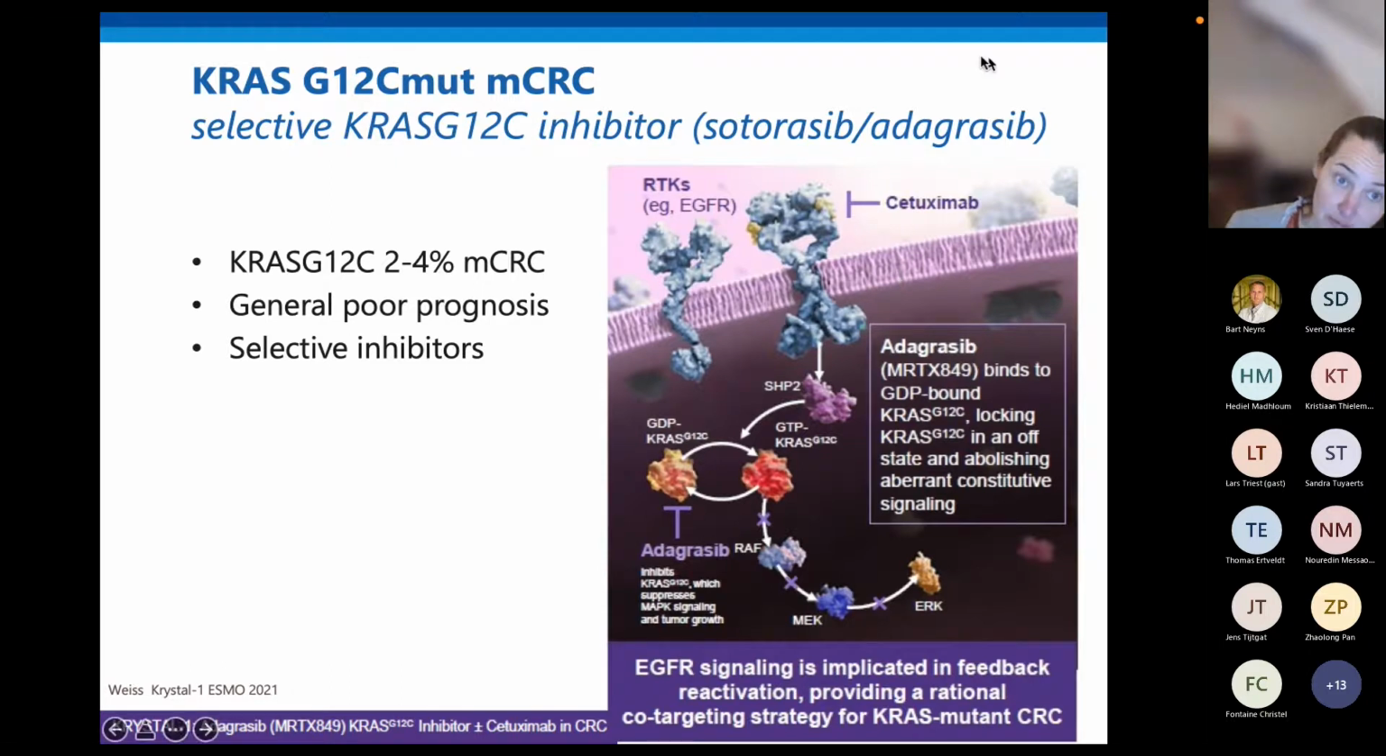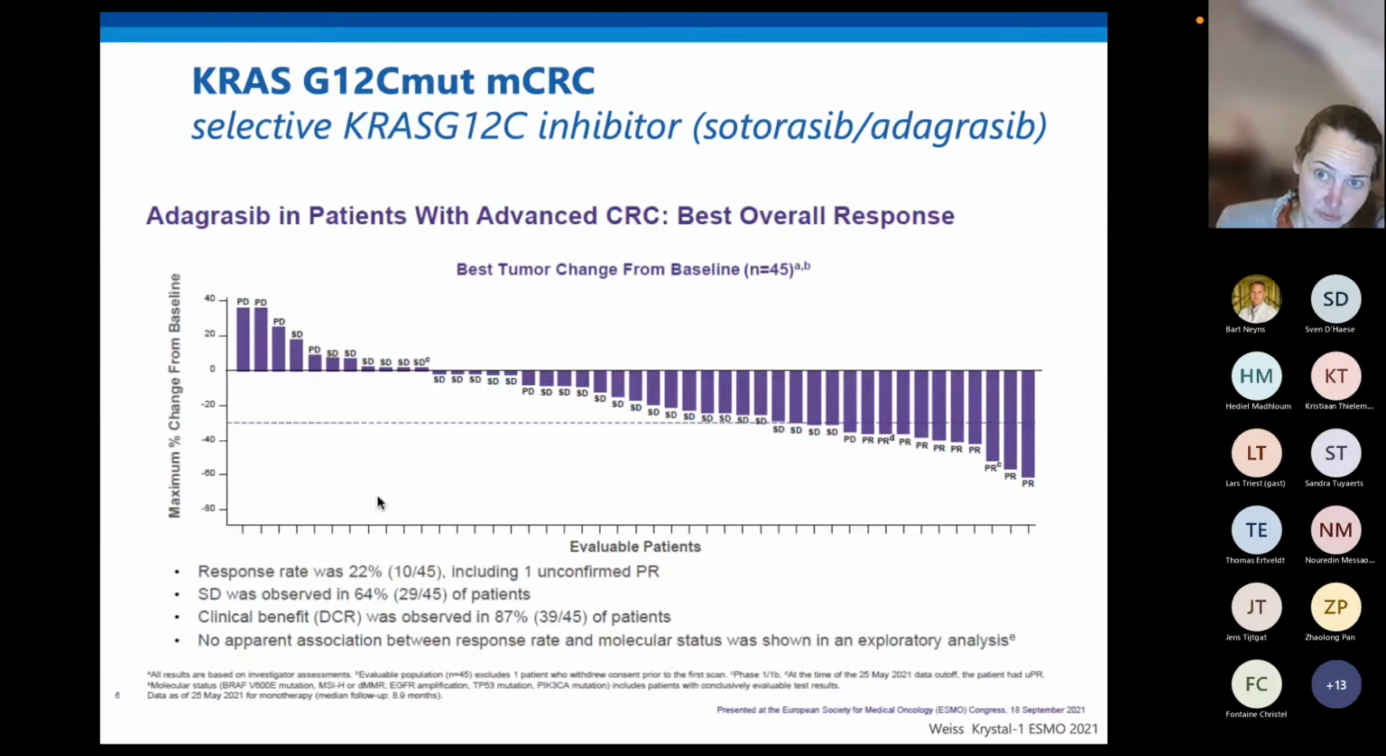So it's for colorectal cancer, it's quite a rare KRAS mutation. So only 2 to 4% of the patients with metastatic colorectal cancer have a KRAS G12C mutation. So that's still quite a small subgroup. This group has in general a poor prognosis, but selective inhibitors of this KRAS mutation are available with quite impressive results. So these are the results of a phase 2 trial, and this is the monotherapy arm.